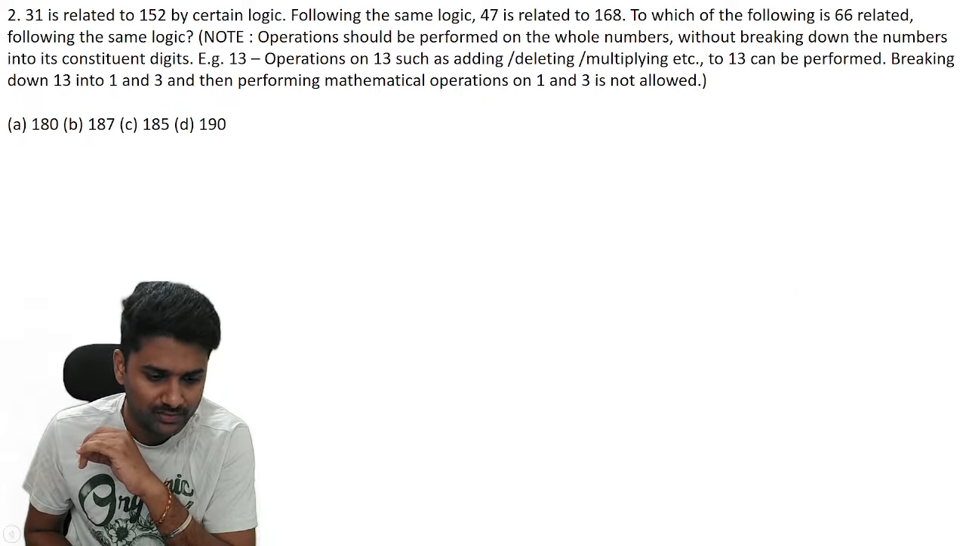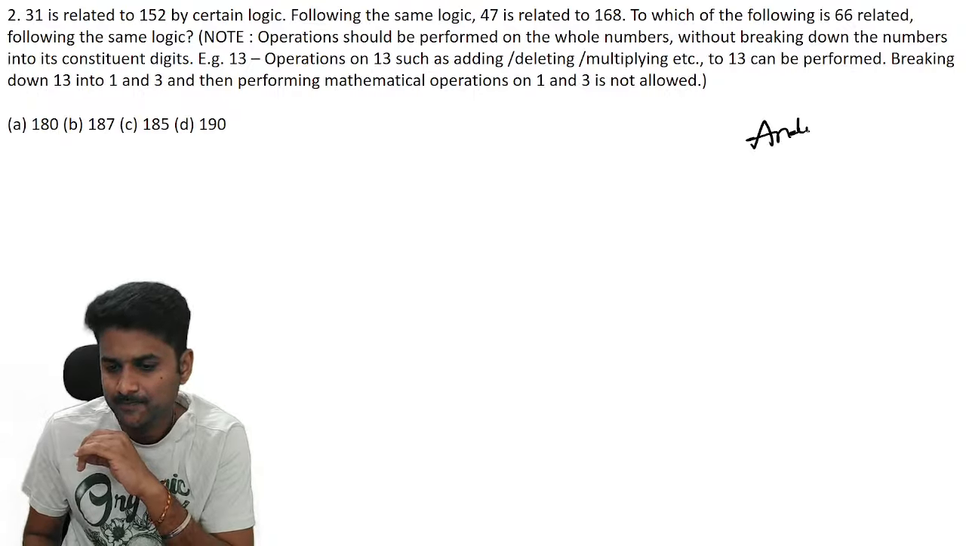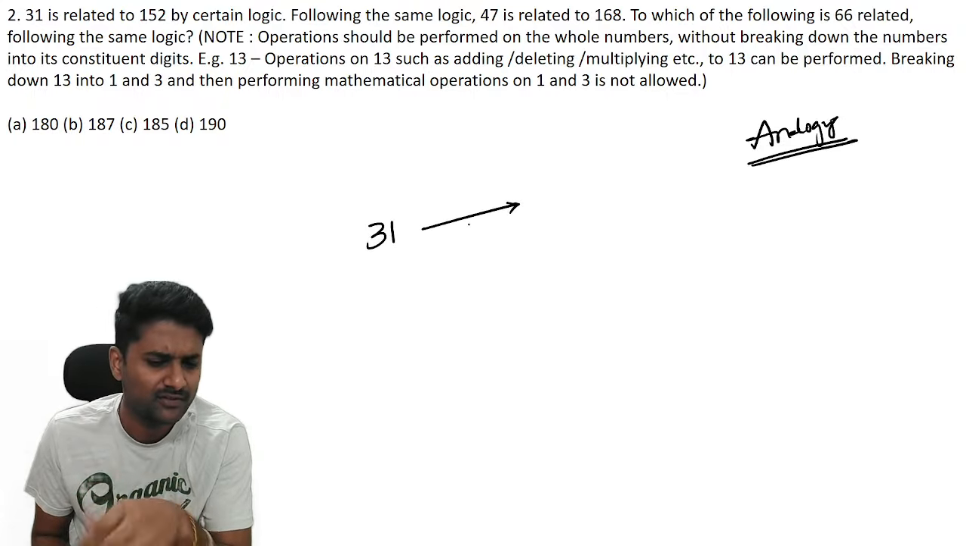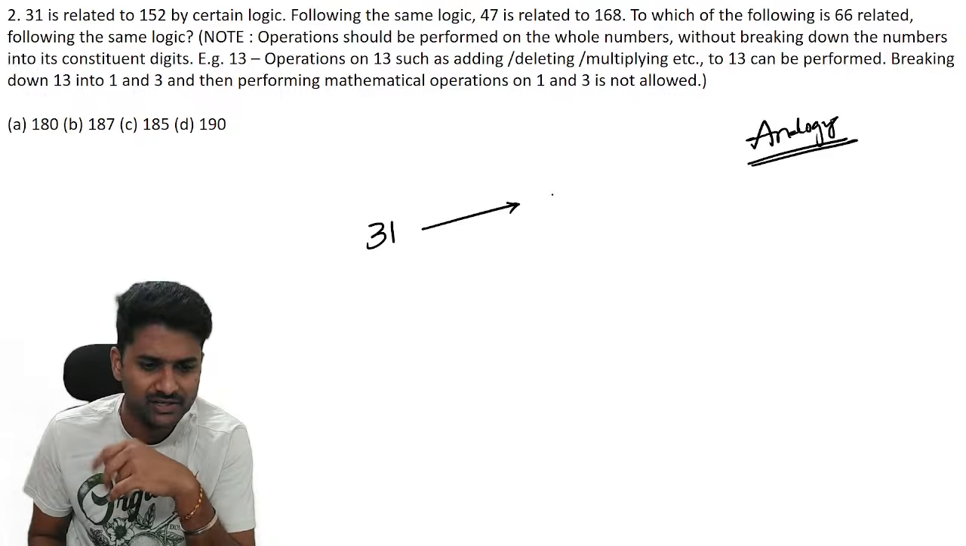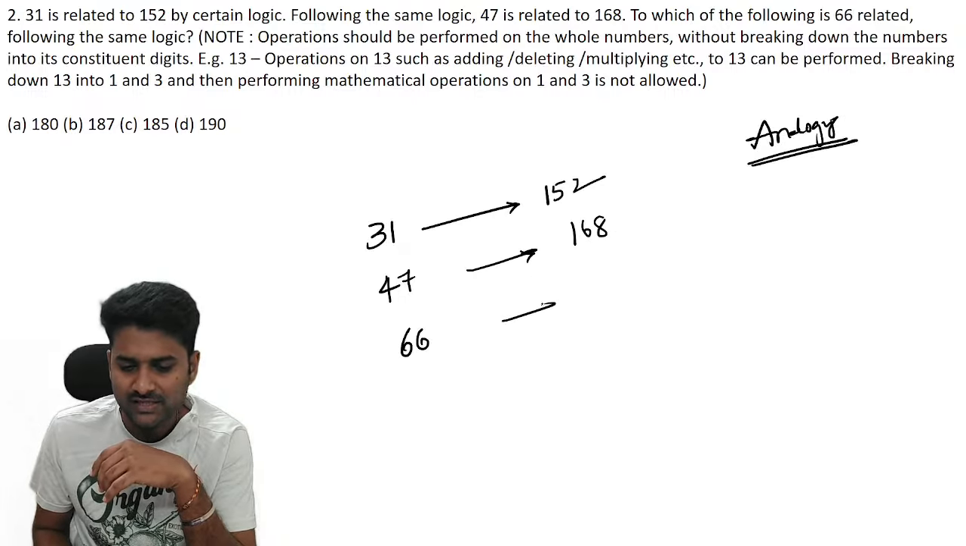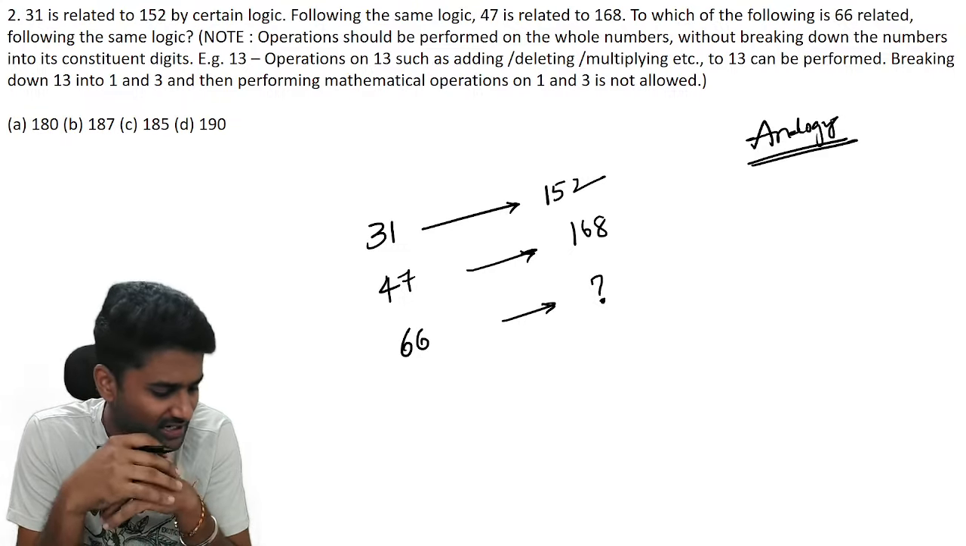Move on to question number 2. It's all about analogy. Here the question says that 31 becomes 152 when you perform some mathematical operation. In the same way, 47 is related to 168. In the same way, how does 66 become? They have given us some instruction here. You just identify the logic.